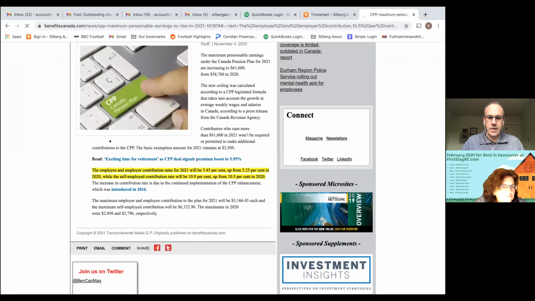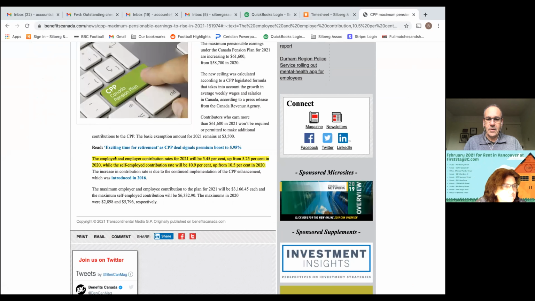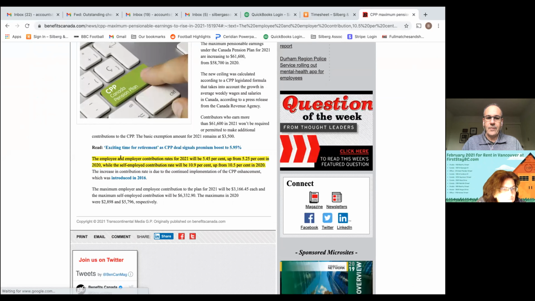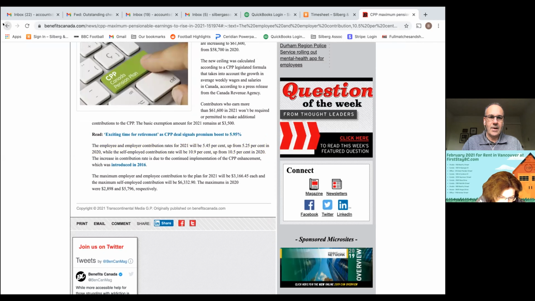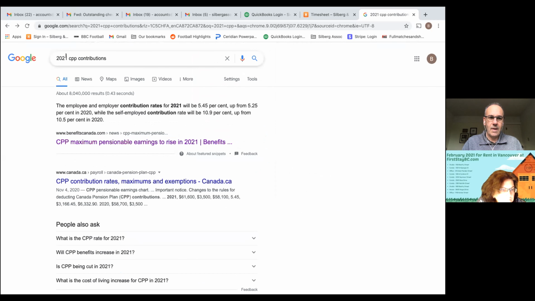All right, so it is right. I don't know if you can see it. So the new rate for CPP is 5.45%. In my example, I used 5%, but it has gone up to 5.45%. And let's see, EI, I know it also just changed.